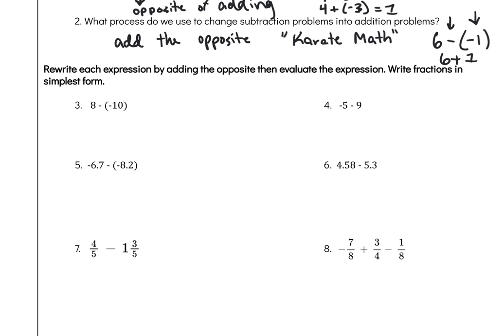So starting with number 3, again, I'm going to do the opposite here. This is a chop-chop situation. Okay, so I have 8 plus +10, which is 18.